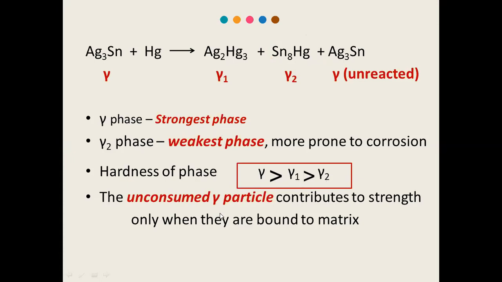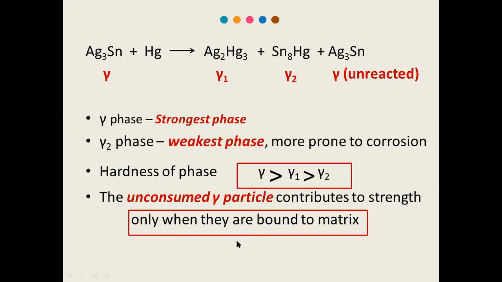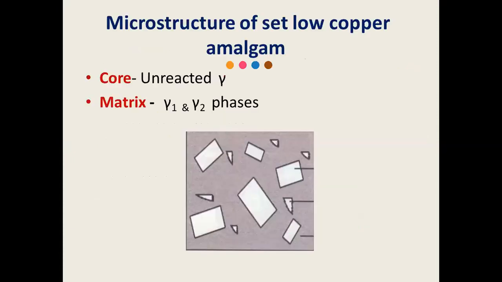Now the importance of this unconsumed gamma particle is that it contributes to the strength of the set amalgam only when it is bound to the matrix. Meaning it should be present in your set amalgam only. So this is very, very important. It is giving you strength when it is bound to the matrix. So this point is very important while writing.